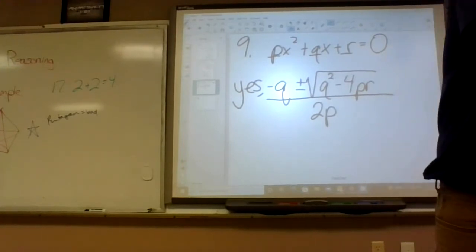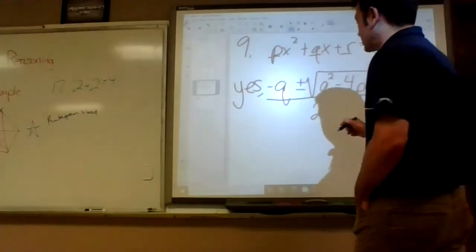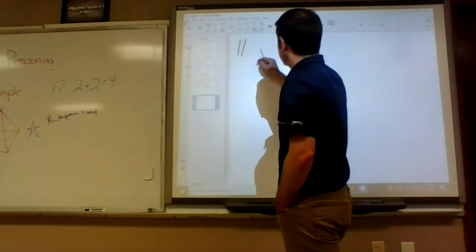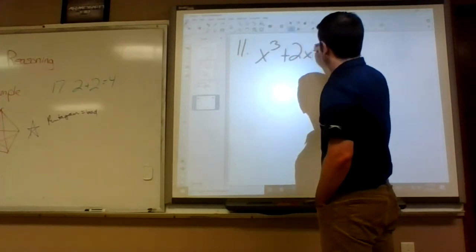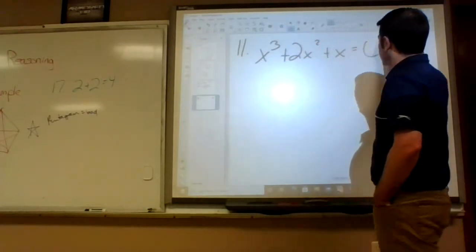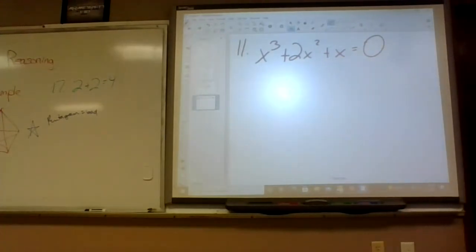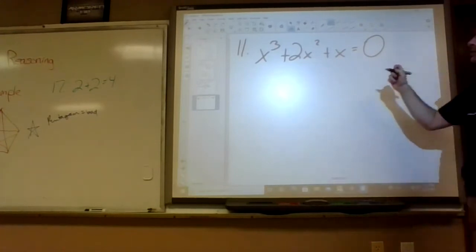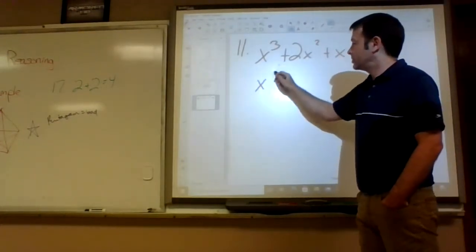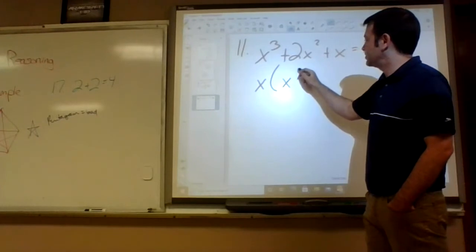Okay, number 11: x cubed plus 2x squared plus x equals 0. What's step number one? It's a cubic function, not a quadratic, so we can't just use the quadratic formula. Take an x out, and then we could use the quadratic formula. I'm guessing it's going to factor though.